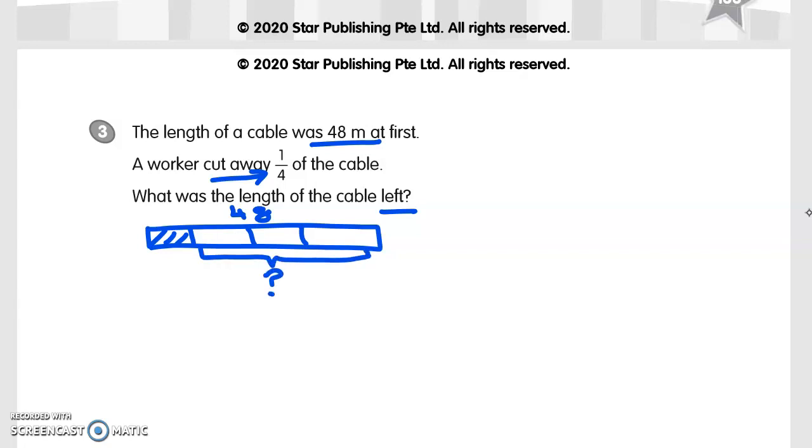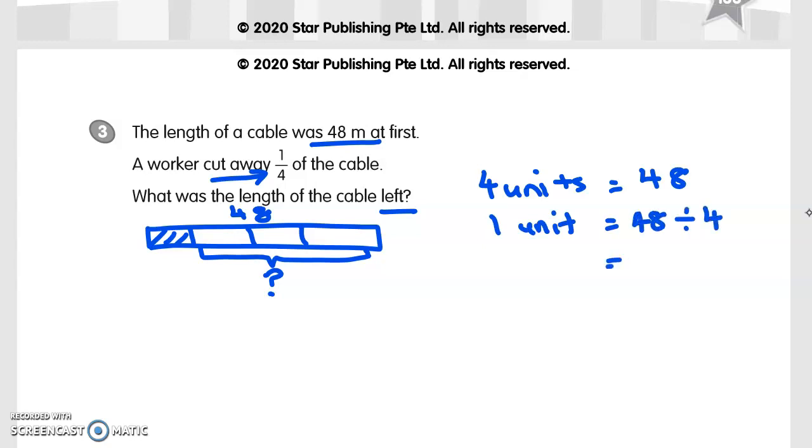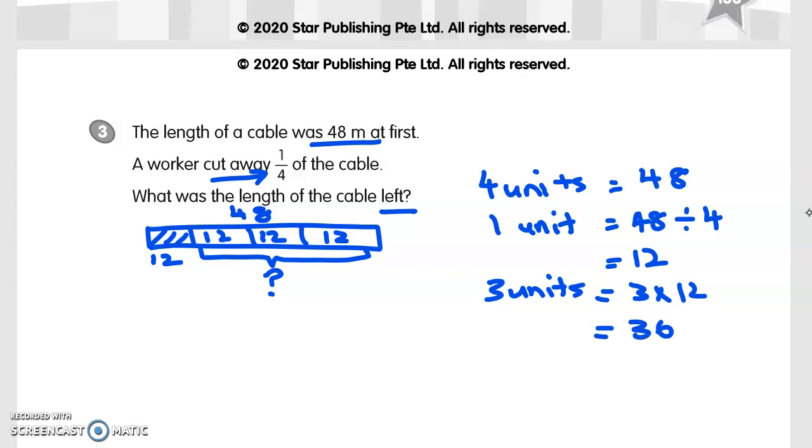So we can write that down. 4 units equals 48. Let's find 1 unit. 1 unit is 48 divided by 4, which will give you 12. So each unit here is 12. So we have 3 units left. So we will do 3 times 12. That will give us 36.